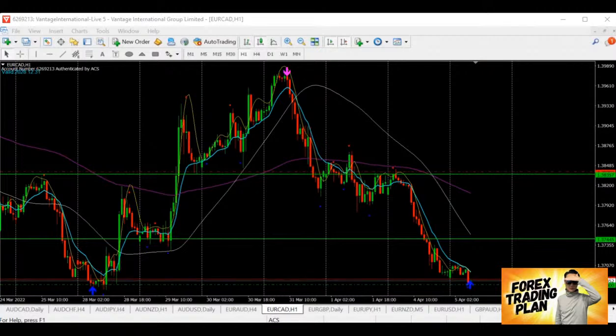So EURCAD is one that we can take note of. I would say that I'm going to put this resistance here tentatively first, and let's wait.